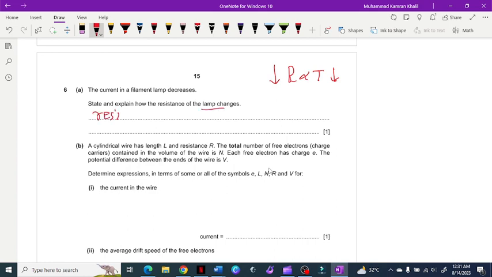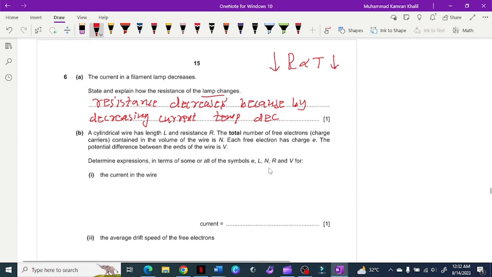The first thing which we will write down: the resistance decreases because by decreasing current, temperature decreases. Now the next part is really very interesting.